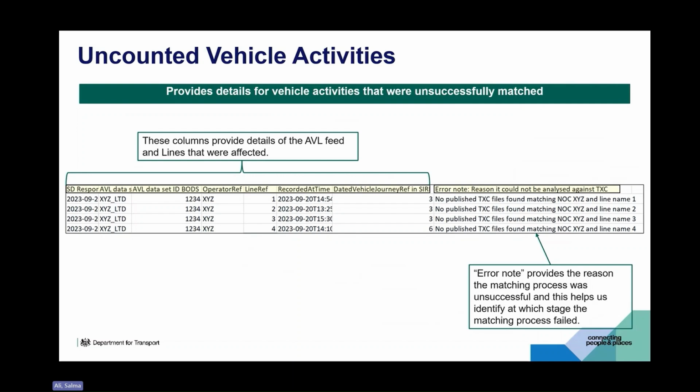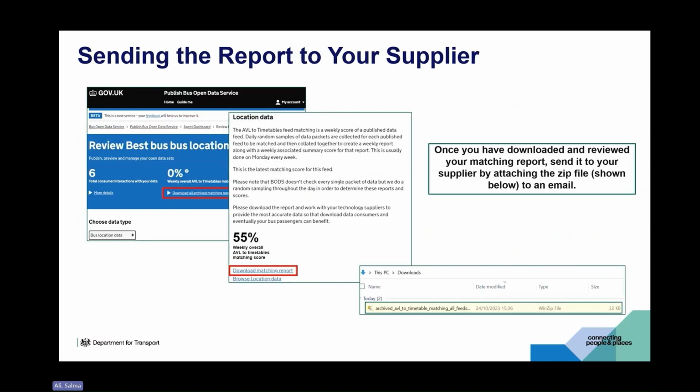and that provides the reason for why the matching wasn't successful at that stage. Just to note, for smaller operators, we obviously know that some of this can be very technical and jargon heavy. We do usually recommend that you just download your matching report and send that across to your supplier, who is probably best suited to deal with those issues. And obviously you can loop us in and we can have those conversations on your behalf to figure out why those matching errors are happening and to hopefully improve your score.